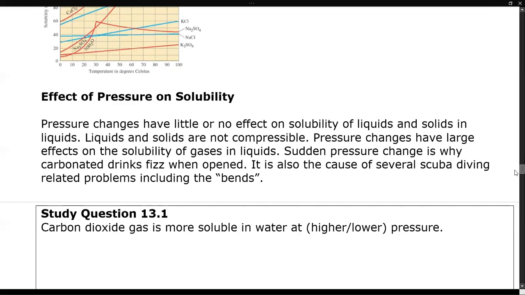Is carbon dioxide more soluble in water at higher or lower pressure? At a higher pressure, gases are more soluble, so carbon dioxide would be soluble at a higher pressure.